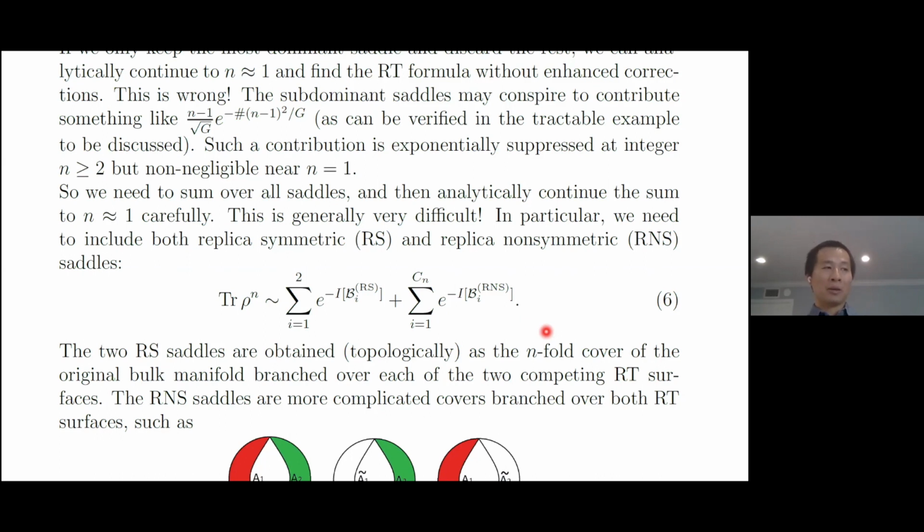So it essentially extends the replica method on the boundary to the bulk, either by using the first RT surface or the second one. At least topologically, that's what it is, and then we can solve the equation of motion to find the saddle. The replica non-symmetric saddles are much more complicated because they can branch over different RT surfaces. They're branched covers, but they branch over different RT surfaces on different copies.